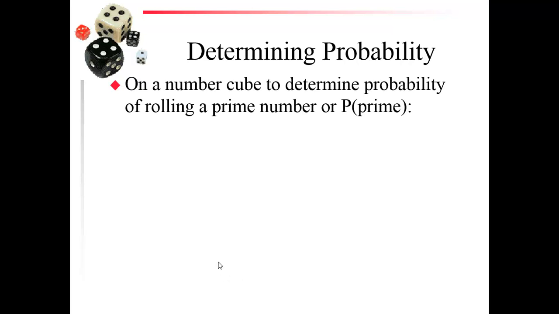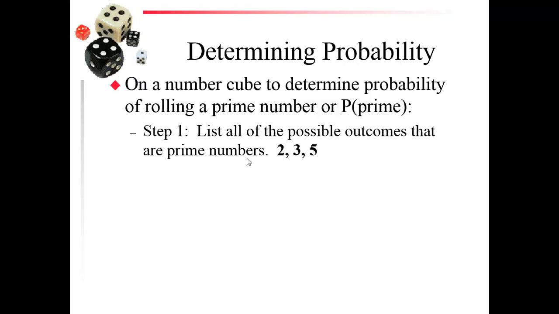Okay, to determine probability, here's an example. On a number cube, to determine the probability of rolling a prime number, or if we want to abbreviate it, the probability of a prime number. Step 1, we're going to list all the possible outcomes that are prime numbers. On a number cube, there are the digits 1 through 6. 1 is not prime or composite, so we're not going to write that down. 2 is the very first prime number, so we're going to include 2 in our list of possible outcomes. 3 is also a prime number, so we're going to include 3. 4 is a composite number, so that's not an outcome that's prime. And 5 is the last prime number in the digits 1 through 6. So we had 2, 3, and 5 as possible ways that we can get a prime number.